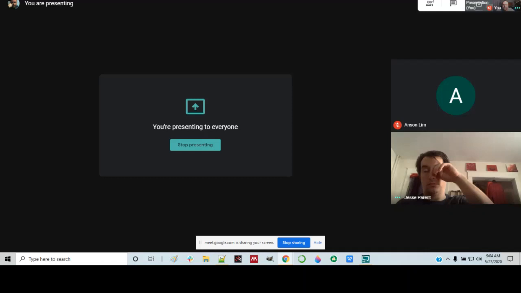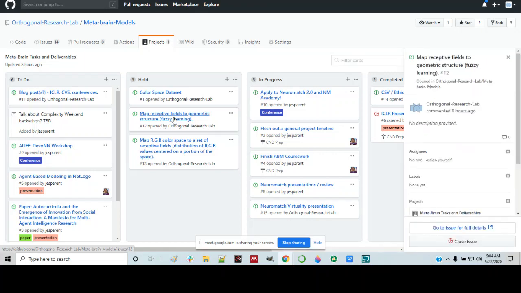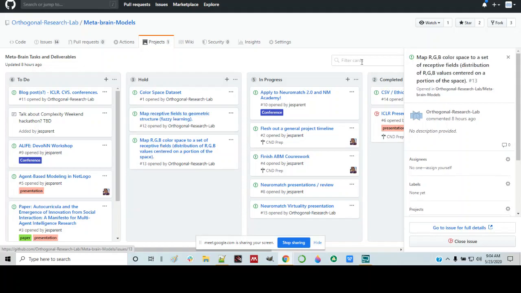So then there's issue 12. Number 13 is the first one: map RGB color space to a set of receptive fields. The receptive fields would be distributions of RGB values centered on a portion of the space. So it would be like taking that color space and turning it into a set of distributions, mapping it from one representation to another. The RGB color space is one representation, and then we would turn it into another.